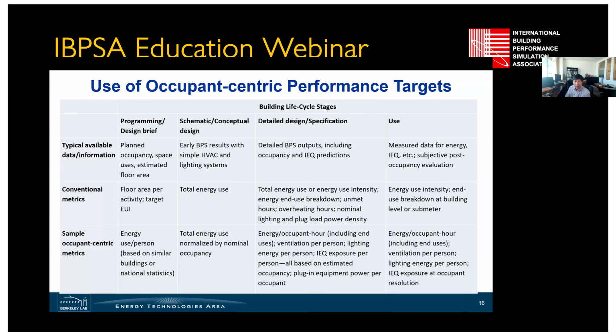Another example is the detailed design stage. With the conventional metric, you look at the total energy use. We look at kilowatt hours per square meter per year, but then you may have a breakdown into lighting, plug loads, and HVAC related end uses. And you may use the met hours to represent the services provided to the occupants.